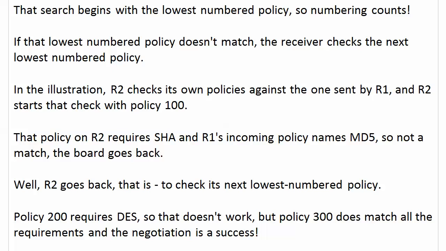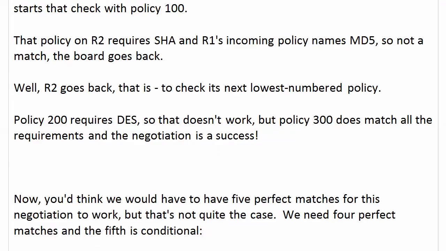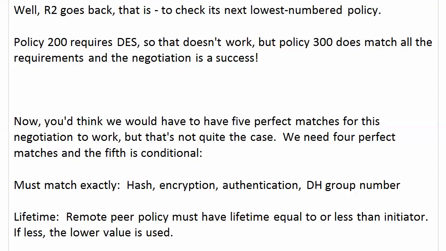Well, what exactly does have to match for a negotiation like this to work? They don't all have to be exact. We need 4 perfect matches and the 5th is conditional. And boy, this is fertile ground for an exam question. Must match exactly: hash, encryption, authentication, and the Diffie-Hellman group number, exactly as you'd expect.